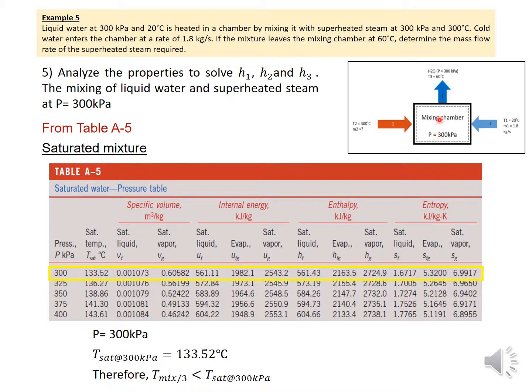Now, we are going to find the properties of the saturated mixture here. Firstly, we refer to the table of saturated mixture at pressure of 300 kilopascal. We can see that the saturation temperature equals 133.52 degrees Celsius. So, the saturation temperature is bigger than the temperature of the mixture, which is 60 degrees Celsius.